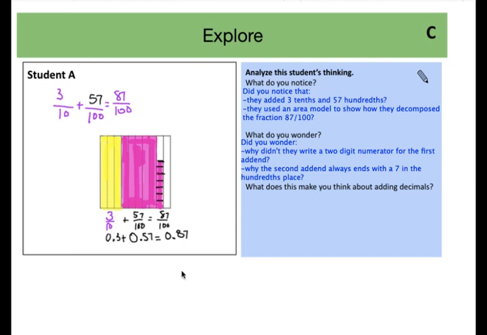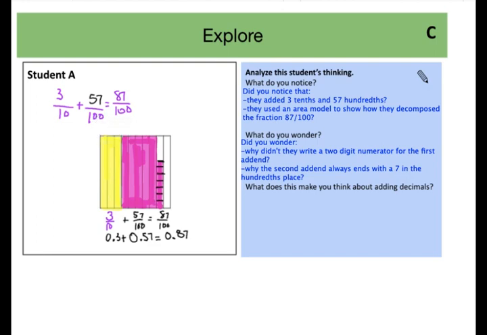Did you wonder why the second addend always ends with 7 in the hundredths place? Yeah, we were kind of noticing that with our place value blocks. Why is that? Yeah, because the 7 is in the hundredths place. So we can't have hundredths in our first addend here. We will have to have 7 in the second addend, and there's nowhere else to put the 7.